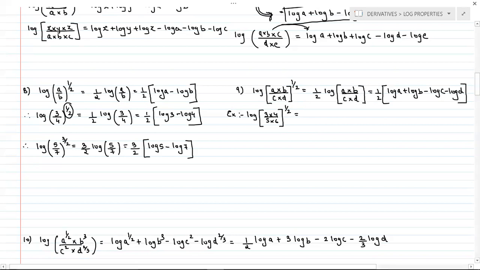So according to the 9th property, suppose in the numerator there are 2 terms, and in the denominator there are 2 terms, and there is a power. Since the power is common for all the terms, yes or no? All the numbers 3, 4, 5, and 6, it is common. So again we'll consider this whole part as A, and this 1 by 2 as M.